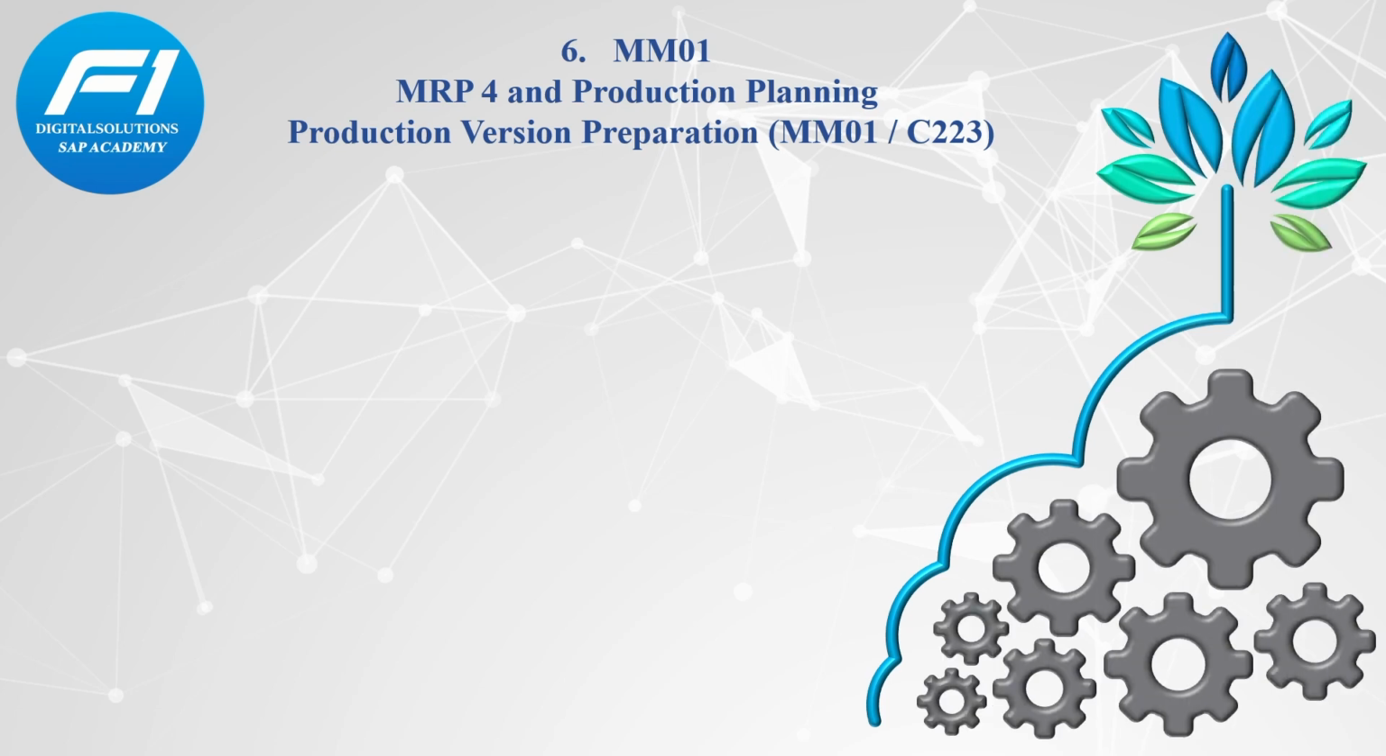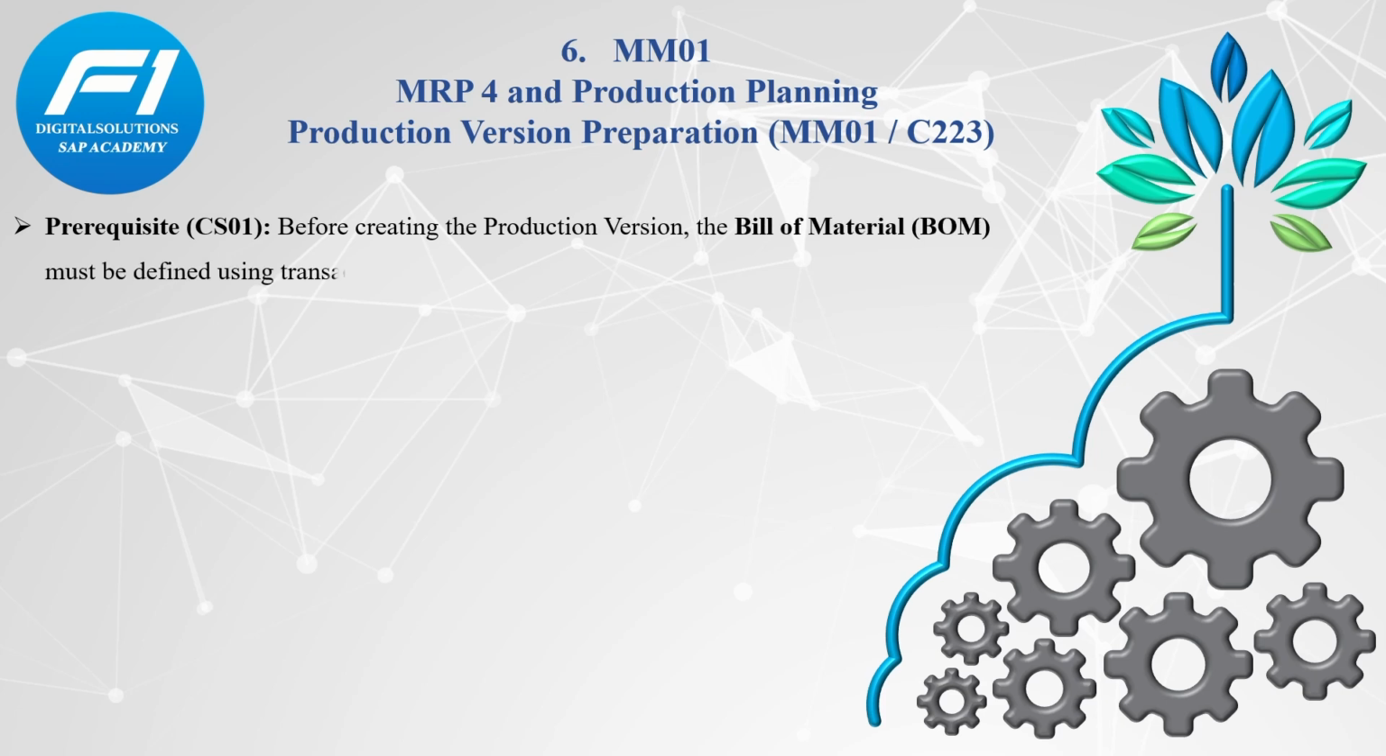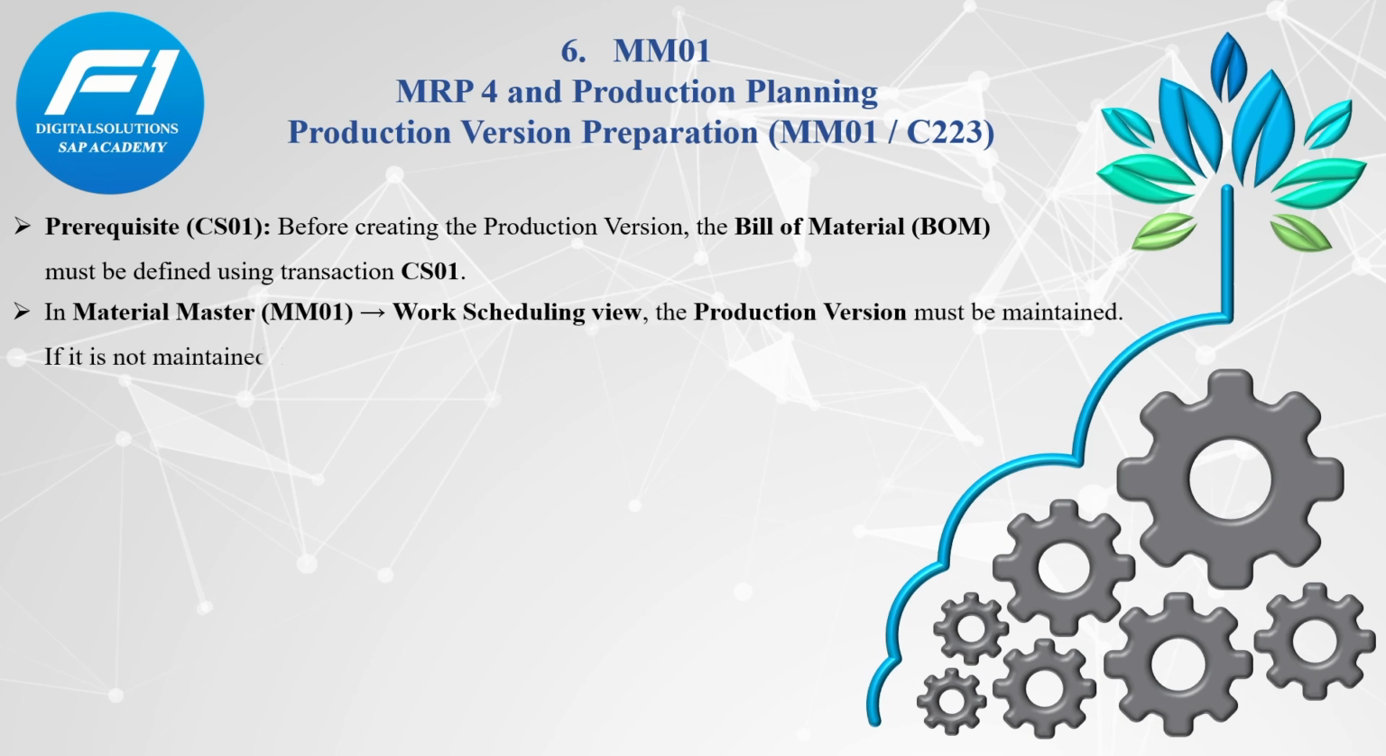MM01 MRP4 and production planning, production version preparation. First, we have a prerequisite. We must create a bill of material. We use transaction CS01 for this. Next, we go to MM01. We open the work scheduling view. Here, we must maintain the production version. If we do not, MRP cannot explode the requirements.